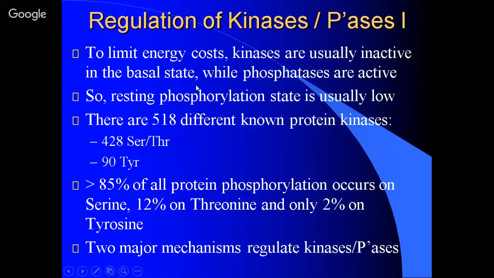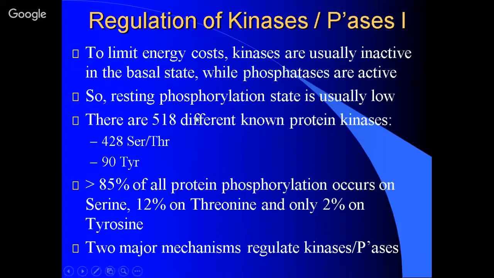So most kinases are inactive in the basal state. You don't want them phosphorylating everything and activating everything. Phosphatases generally are active because they're just cleaving off the phosphate group, so they don't consume a lot of energy. So, in the resting state, inactive kinases and active phosphatases mean the balance is a low phosphorylation state of the cell.